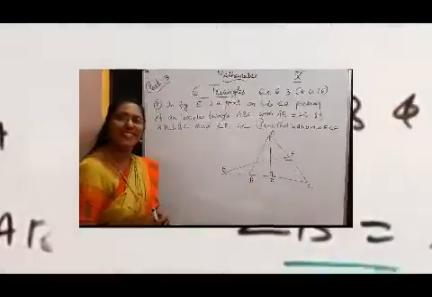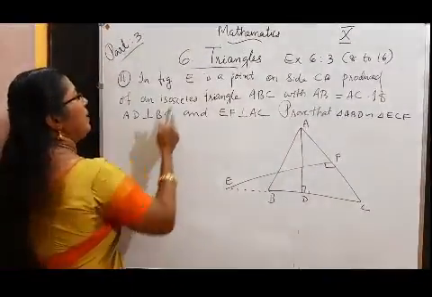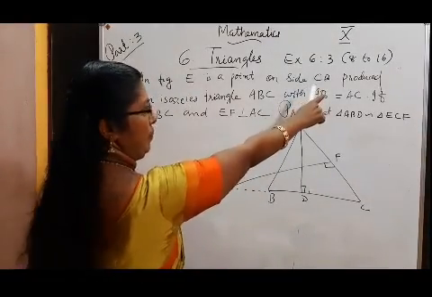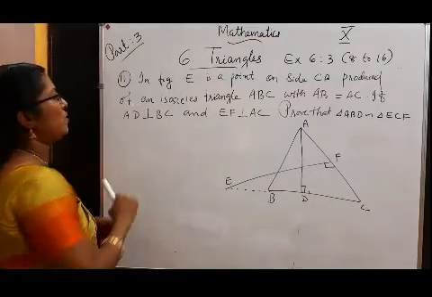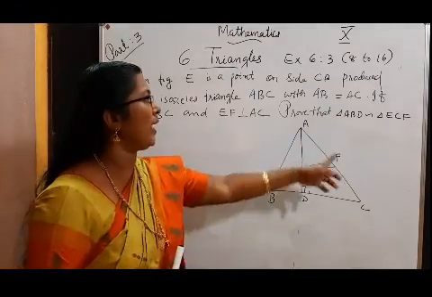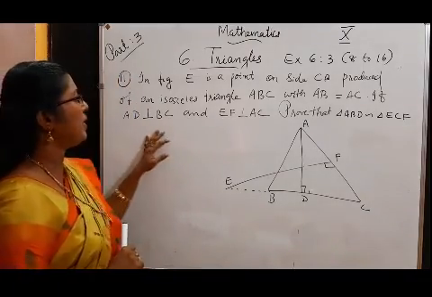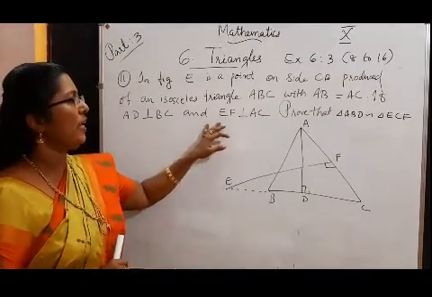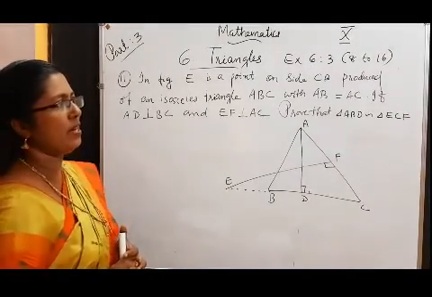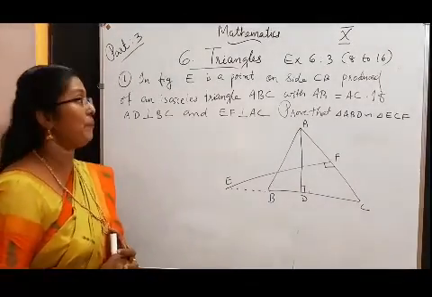Okay. The next question. Question number 11. In figure, E is a point on side CB produced of an isosceles triangle ABC with AB equal AC. If AD perpendicular BC and EF perpendicular AC, prove that triangle ABD is similar to triangle ECF. I repeat the question.